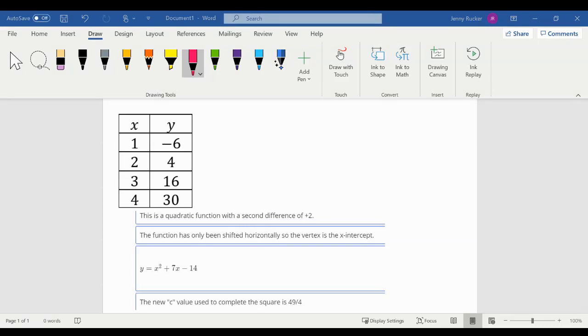In this problem, we are given a table and we are asked to determine which of the following statements are true. So let's start with our first statement. This is a quadratic function with a second difference of +2.